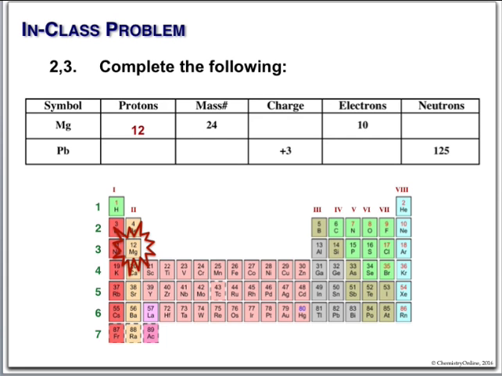We look over here and we see we have 10 electrons. Every electron has 1 negative charge. So we have 2 extra positive charges. Therefore, the charge on this thing, plus 2. Finally, mass number. Our mass number is 24. Remember, mass number is protons plus neutrons. If 12 of those are protons, the other 12 must be neutrons.